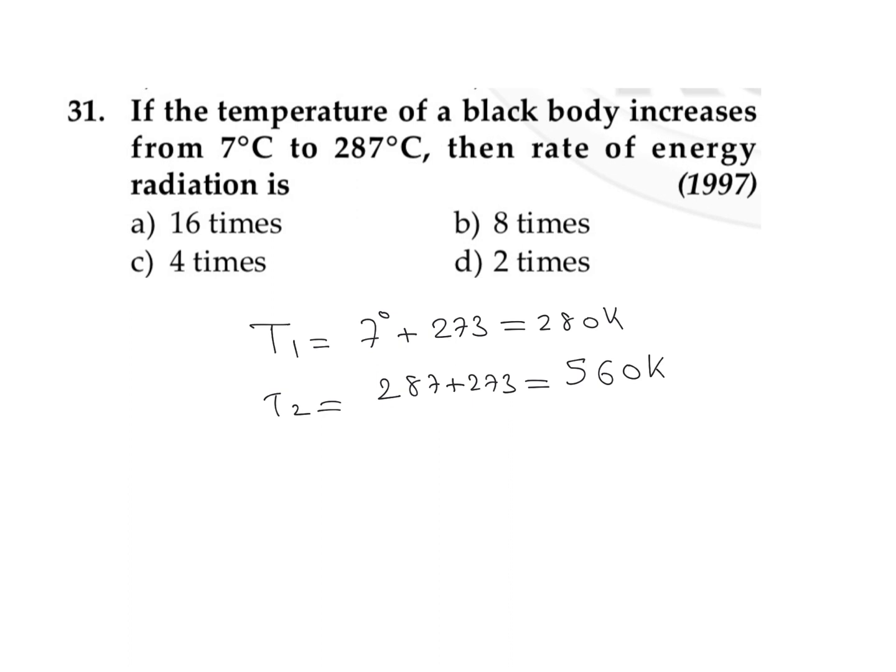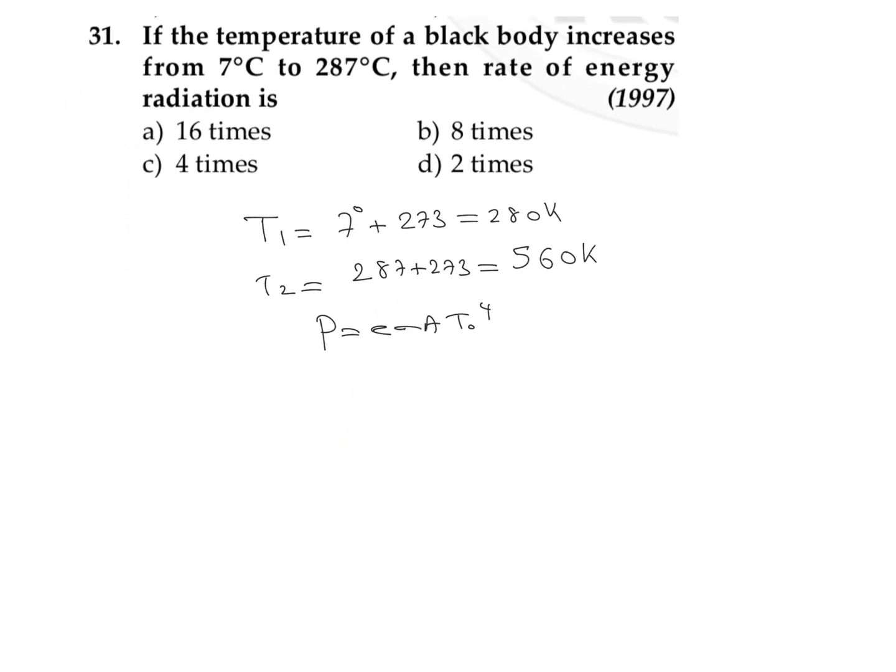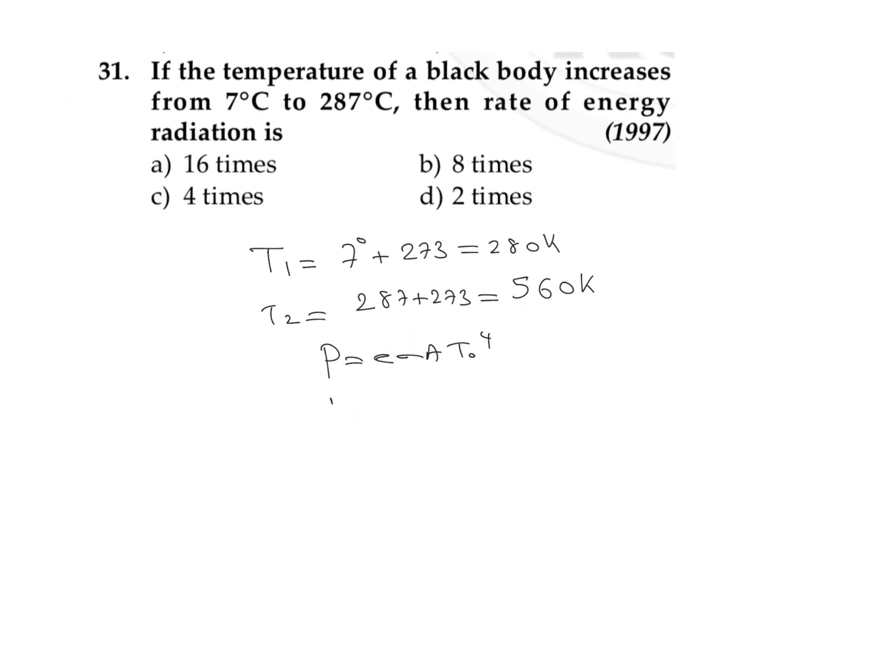Now we know that the power radiated from an object is equal to E sigma A, temperature of the object raised to 4. So then the value of power in the second situation by power in the first situation, we can write equal to the temperature in the second situation by the temperature in the first situation raised to 4.